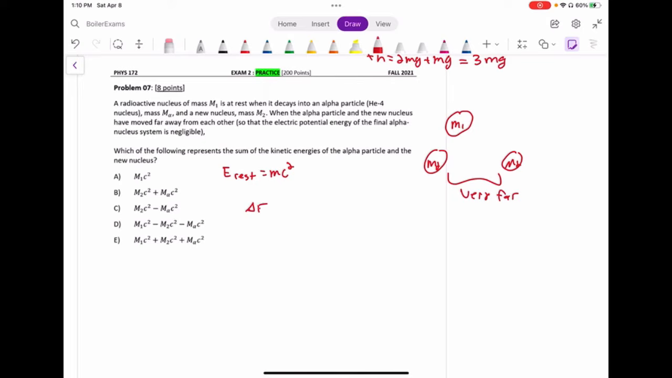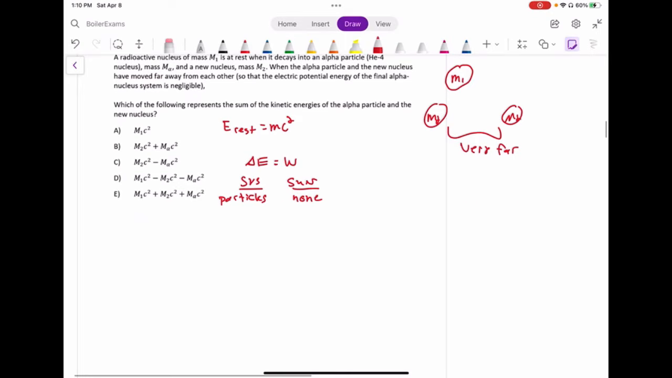So, let's set up our energy principle. Delta E equals work. And let's say system, surroundings, none in the surroundings. The system is going to be our particles. Okay. So, since there's nothing in our surroundings, let's say delta E equals 0, and then by extension, initial energy equals final energy. So we can find out what our initial energy is, we can set it equal to our final.